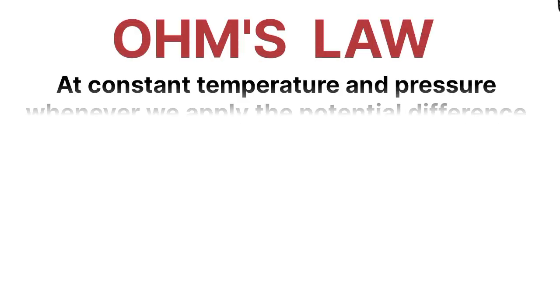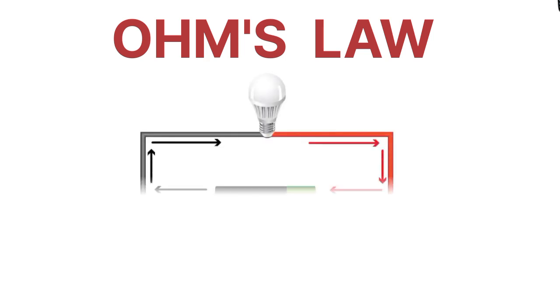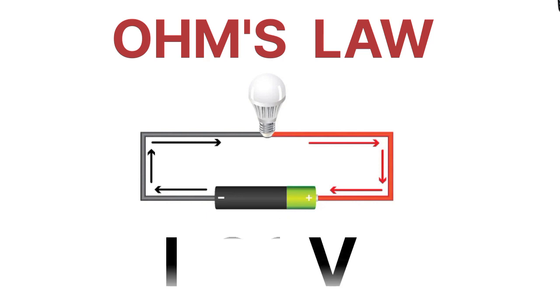Ohm's law states that at constant temperature and pressure, whenever we apply a potential difference to a load, a certain amount of current starts to flow through the load. That current will be directly proportional to the potential difference that has been applied to the load. So Ohm's law is telling that the current flowing after connecting the potential difference will be directly proportional to the voltage or the potential difference applied to the load. Okay, so this is Ohm's law.